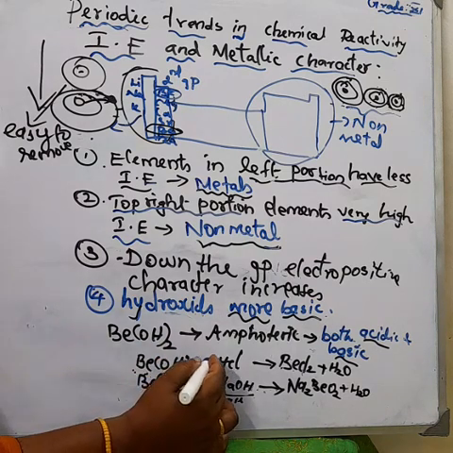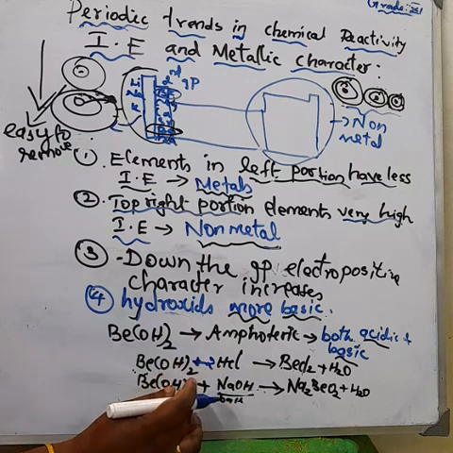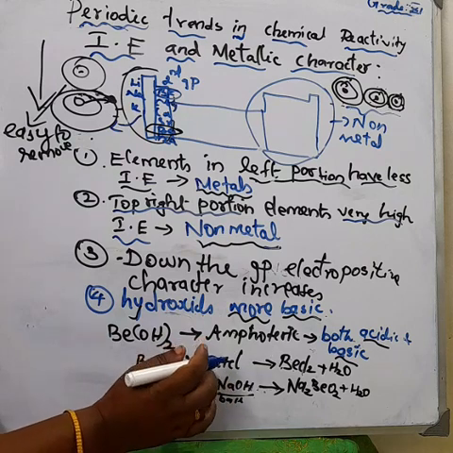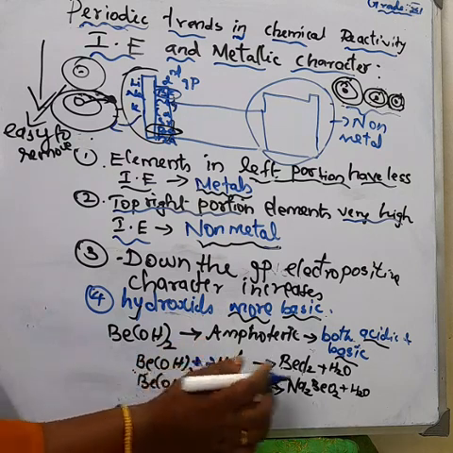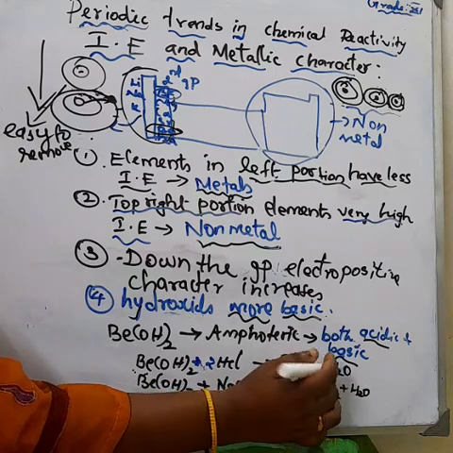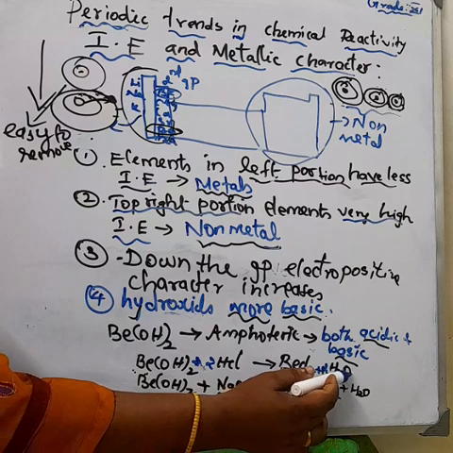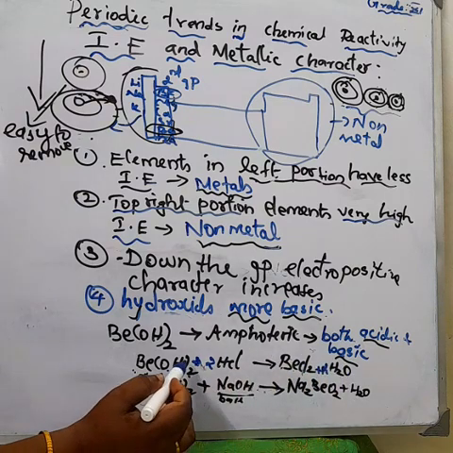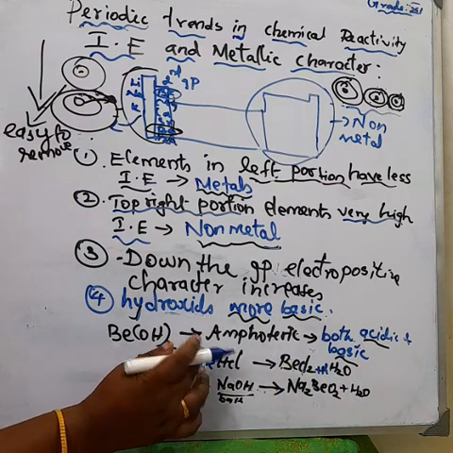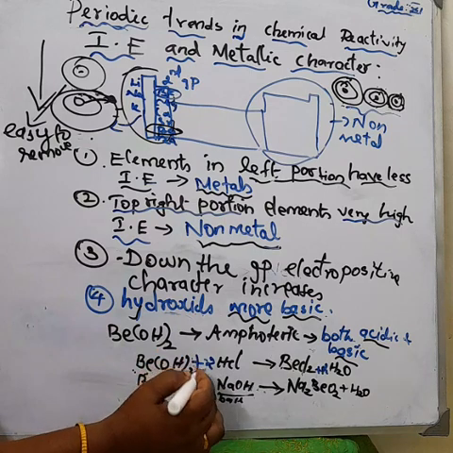So how many hydrogen atoms? 2 2s are 4. Here also 4 hydrogen, 2 plus 2, 4 hydrogen. Oxygen, how many oxygens are present here? 2 oxygen. Here also 2 oxygen. The equation is balanced here. Beryllium hydroxide combines with sodium hydroxide.